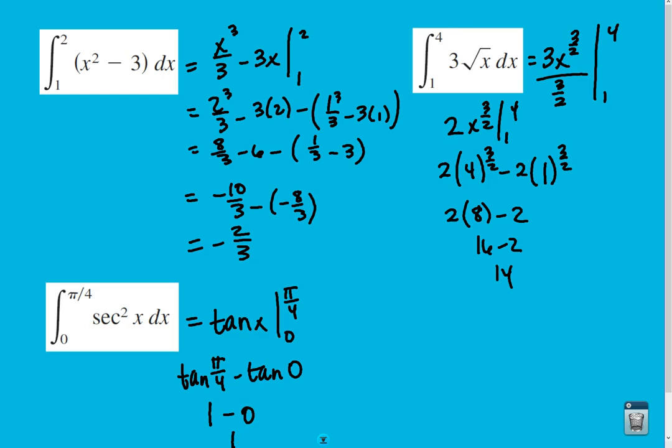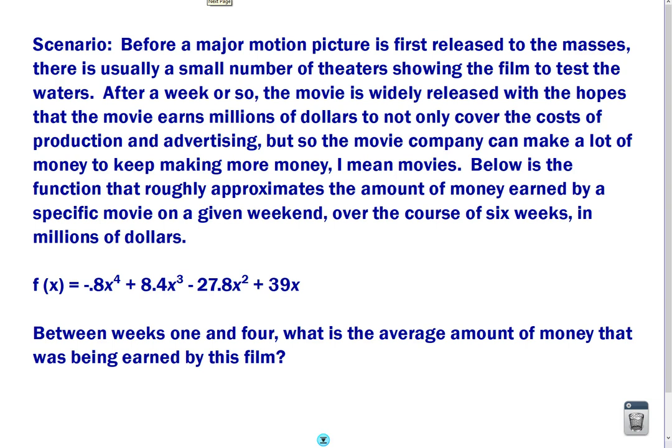Okay, moving on. Oh no, real world problem. Here's your scenario. Before a major motion picture is first released to the masses, there is usually a small number of theaters showing the film to test the waters. After a week or so, the movie is widely released with the hopes that the movie earns millions of dollars to not only cover the cost of production and advertising, but so that the movie company can make a lot of money to keep making more money. I mean, more movies. Below is the function that roughly approximates the amount of money earned on a specific movie on a given weekend over the course of 6 weeks in millions of dollars.